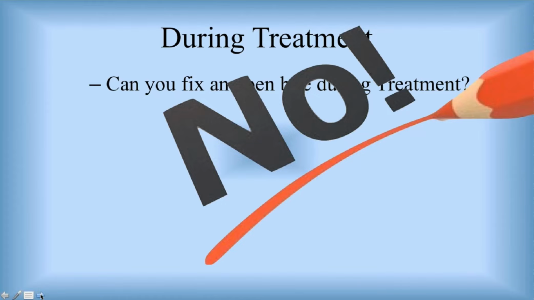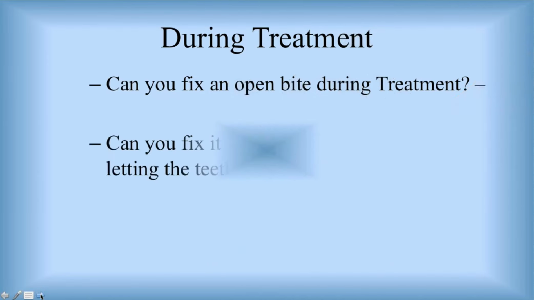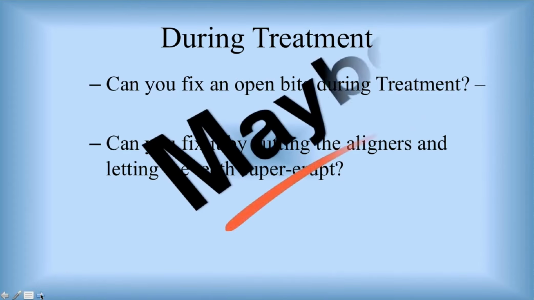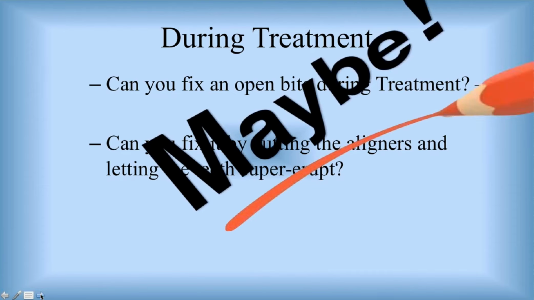So since you can't fix it during treatment, let's go back to the old wives' tale, and that is, can you fix it by cutting the aligners and letting the teeth supererupt? Is that a legitimate solution to this problem? And my answer to that is, maybe. Maybe that could be done by cutting the aligners. That's a very simple fix for a complex problem. Will it work? Maybe.